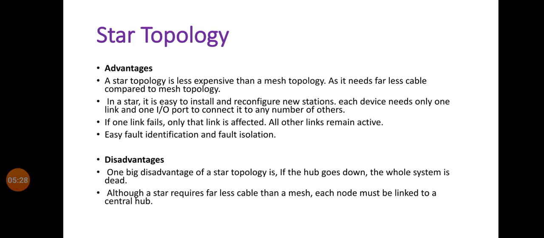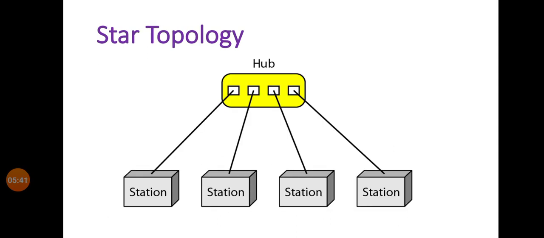Then the disadvantages of star topology. One big disadvantage of a star topology is that if the hub goes down, the whole system is dead. Means if anything happens to this particular central controller called the hub, then all the remaining stations will stop working, because all other stations are completely dependent on that hub.